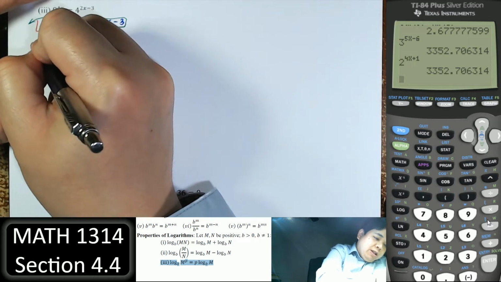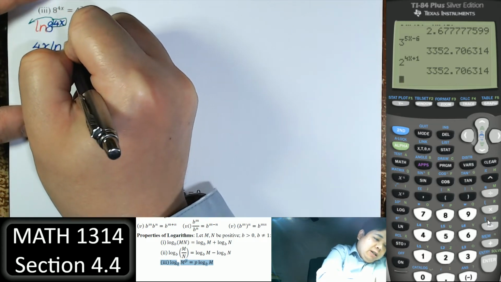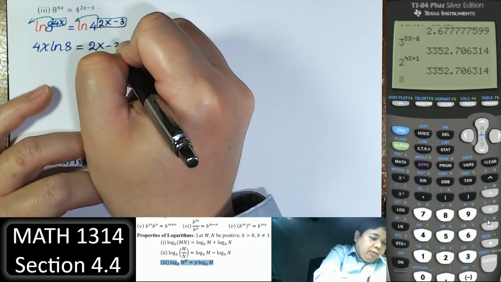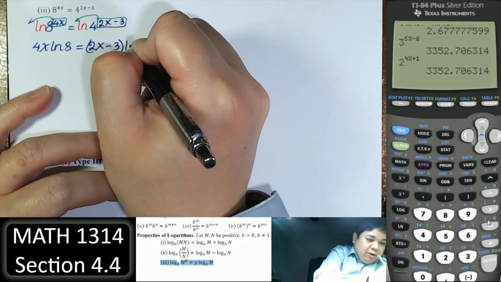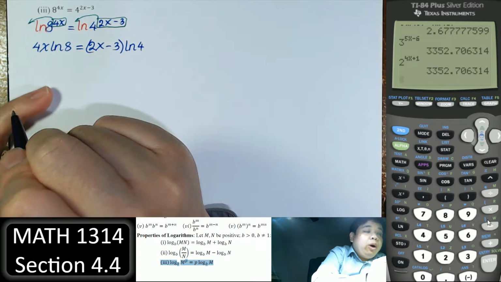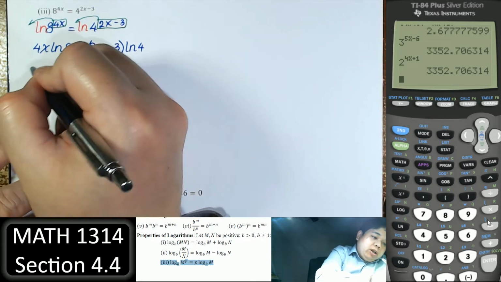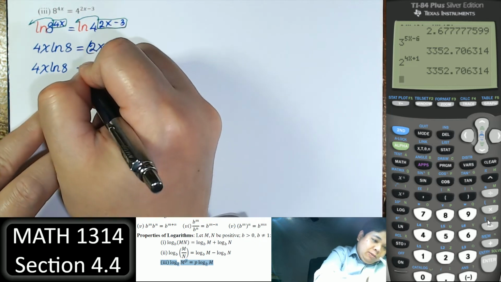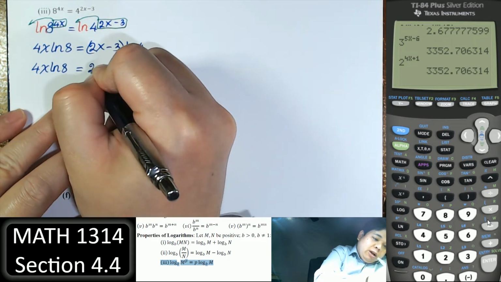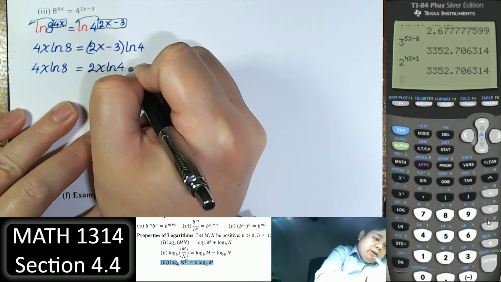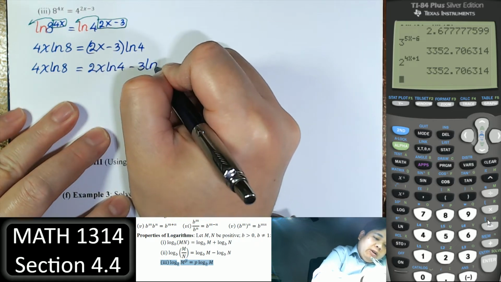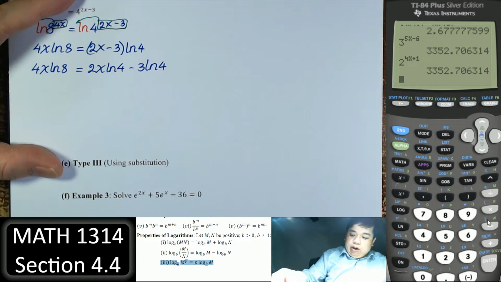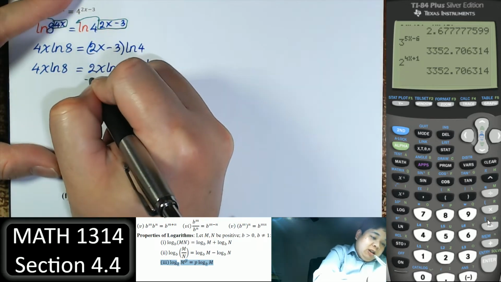So 4x ln of 8 equal to 2x minus 3 times ln of 4. Well, multiply it out. To x ln of 4 minus 3 ln of 4. We can move the x to one side.